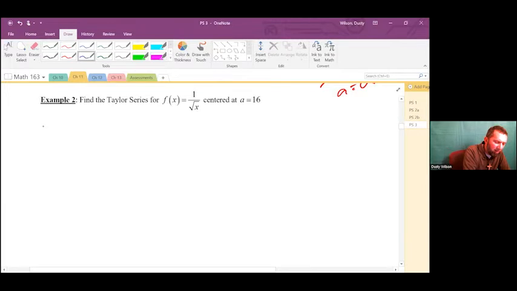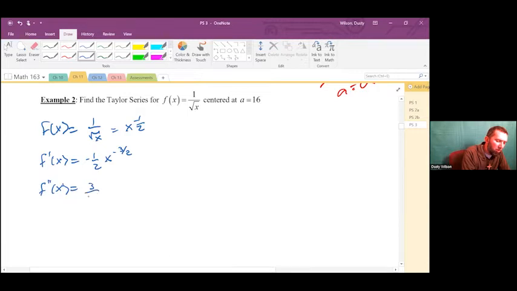So we have f of x, which is equal to 1 over the square root of x, or maybe x to the negative 1/2 power. So we've got to find some derivatives. So f prime of x will equal negative 1/2 x to the negative 3/2. F double prime will equal, looks like, 3 over 2 squared x to the negative 5/2.